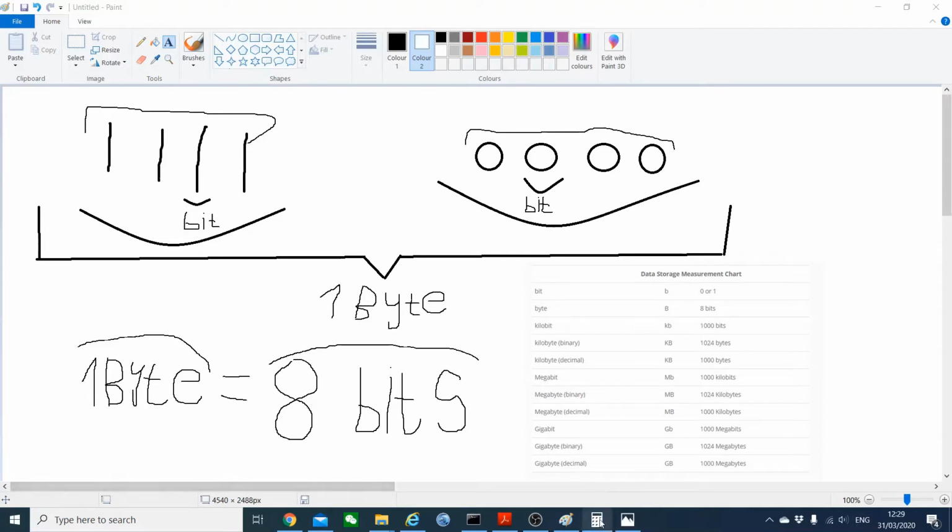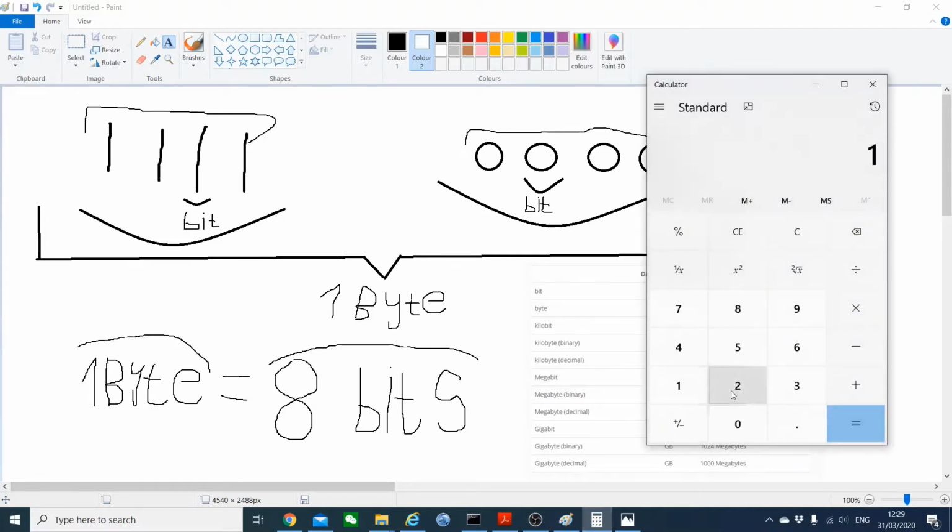Now let's do a quick math of 128 bytes. How many bits are inside? We just multiply it by 8 and we can see that we have 1024 bits inside of 128 bytes.